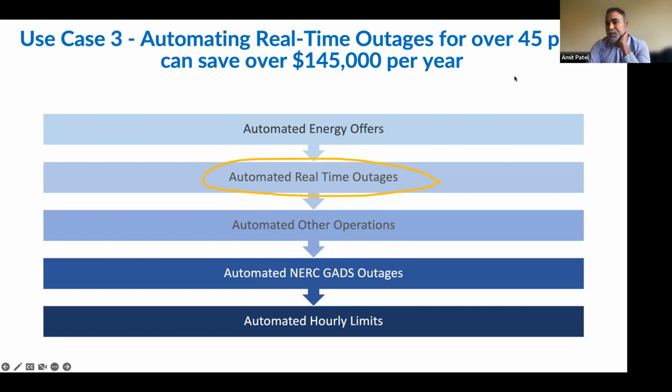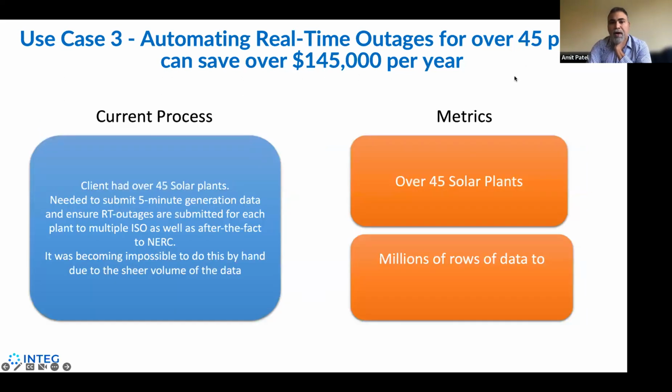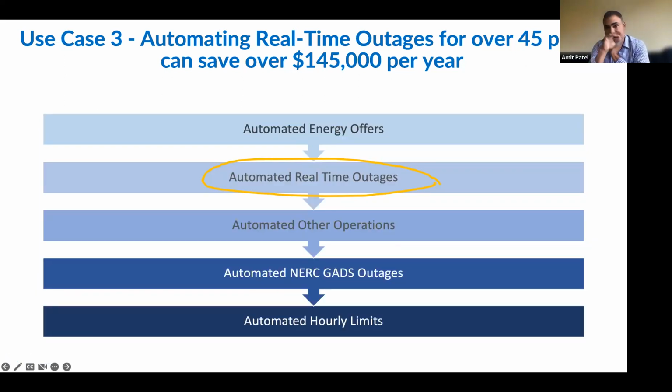All right, so here we're going to talk about automating real-time outages for over 45 plants. This client has a lot of solar plants, and rather than putting outages in manually, which was causing a lot of errors, because it's not always evident, with so many inverters and everything going on, that you're actually in an outage or a derating, but it's important for the ISO and other reasons.